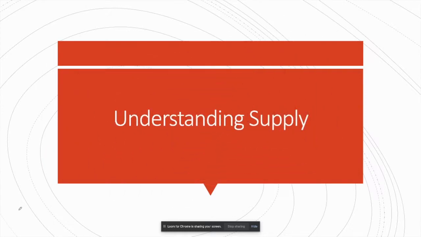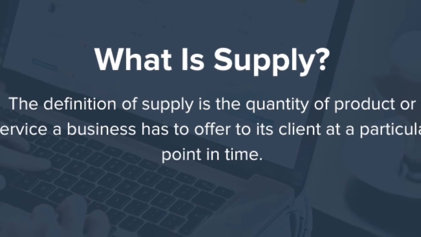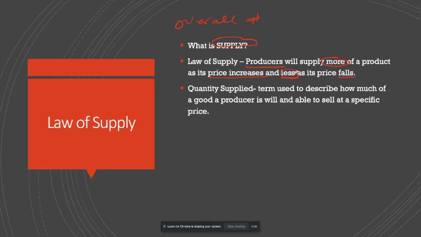Okay, so in this video, we're going to learn some of the basics of understanding supply, and more specifically the law of supply. When we're considering the law of supply, we do need to take into consideration what is supply. So we understand that the producers, those who make the products, are going to supply more of a product when the price increases, and of course then less as it falls. Because what is the guiding factor?